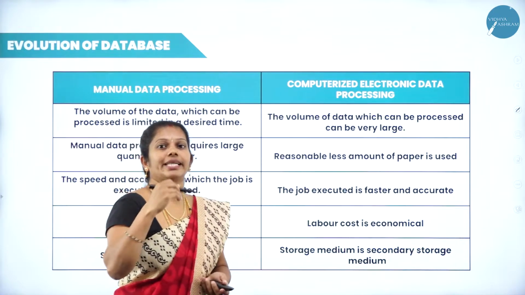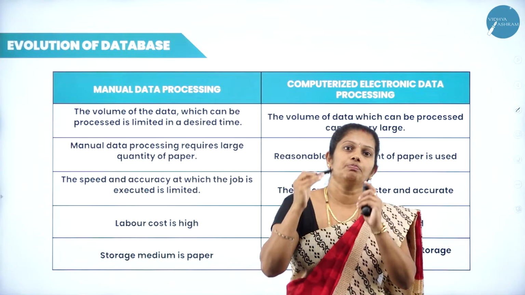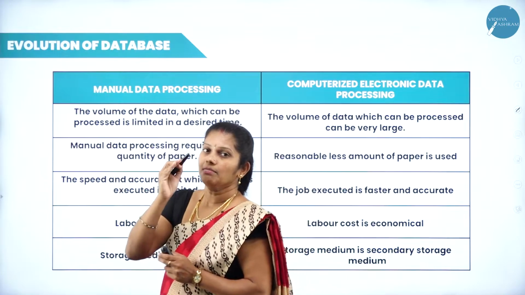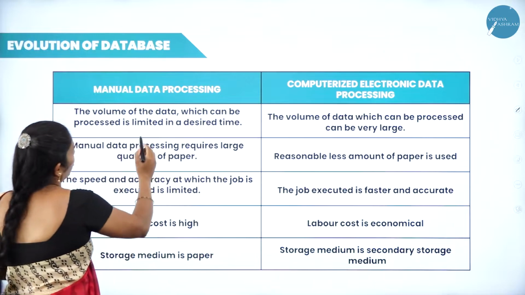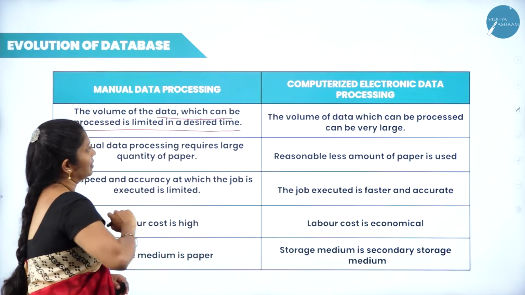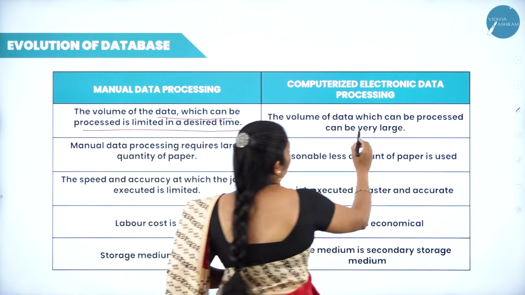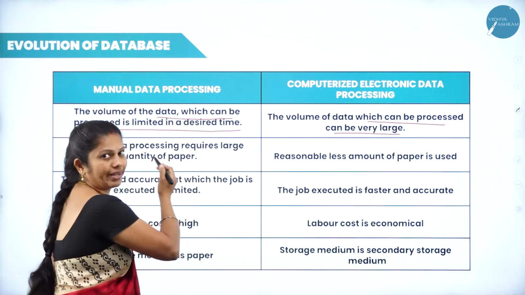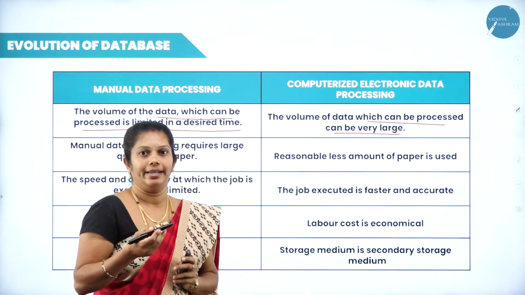If I consider time consumption, then in manual, it takes a lot of time to perform a specific task. Whereas in electronic data processing, the time consumption is less compared to manual. See the difference? The volume of data which can be processed in a desired time is limited in manual, whereas in computerized, the volume of data which can be processed can be very large. I can only perform limited work manually, whereas in electronic, I can work on a large amount of data.